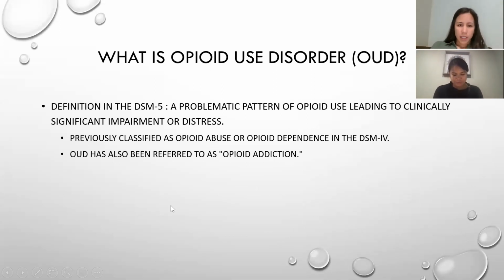So first, what is opioid use disorder? The definition from the DSM-5 says a problematic pattern of opioid use leading to significant impairment or distress. And just to note, it's now called opioid use disorder, but we also commonly hear people say opioid abuse, opioid dependence. Both came from the DSM-4, and then also we talk about opioid addiction, so all kind of covering the same thing.